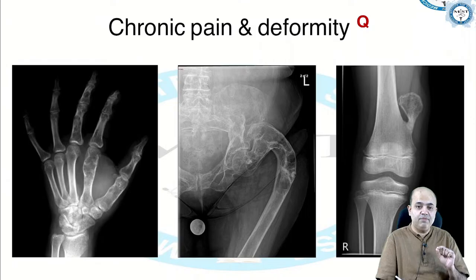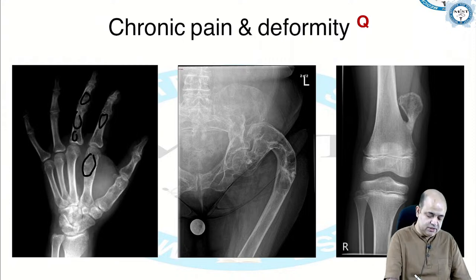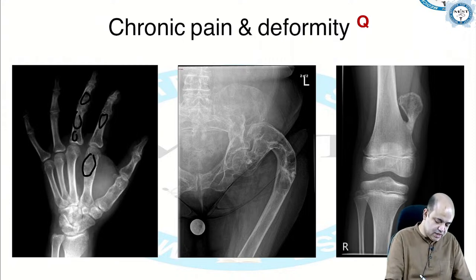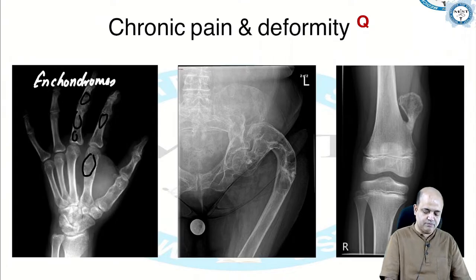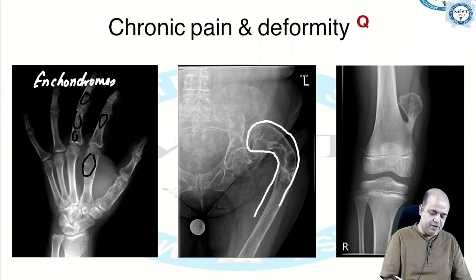Chronic pain and deformity, multiple lesions. There are multiple lesions in the hands. These are enchondromas. This is the Shepherd crook deformity.